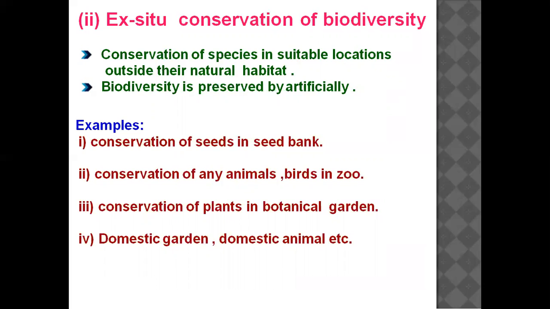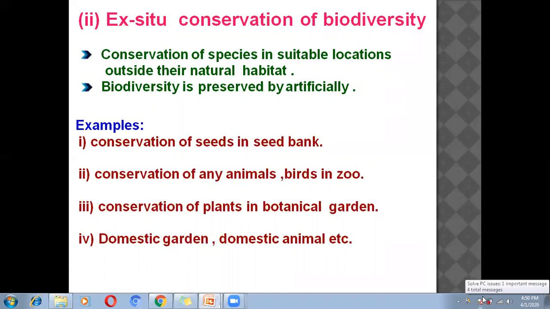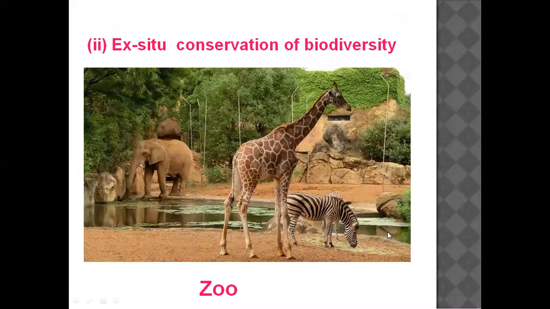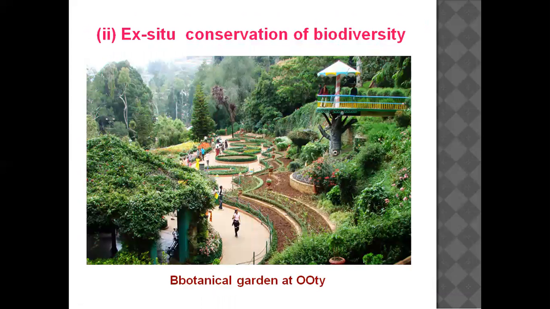Examples of ex situ conservation are conservation of seeds in seed banks, conservation of animals and birds in zoos, conservation of plants in botanical gardens and domestic gardens, domestic animals, etc. So these are some of the ex situ conservation of biodiversity, in zoos and botanical gardens.